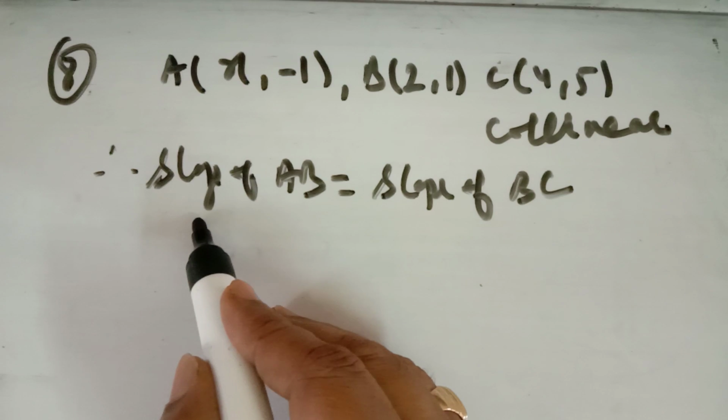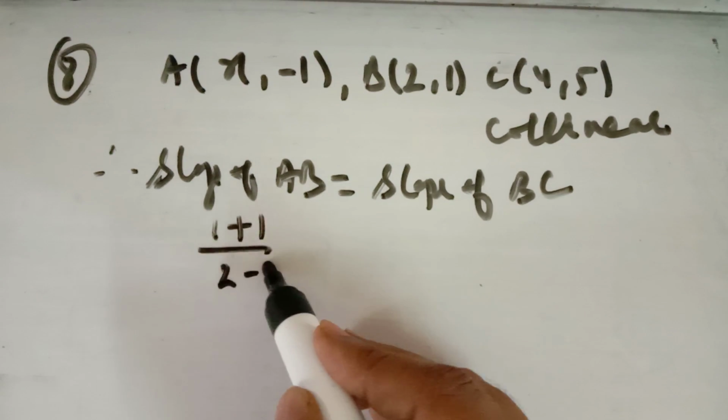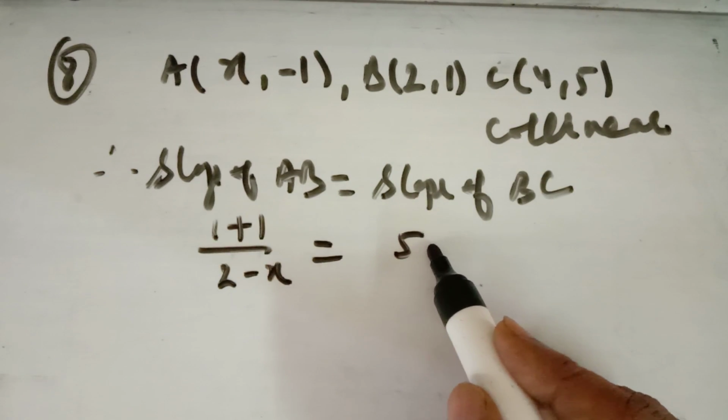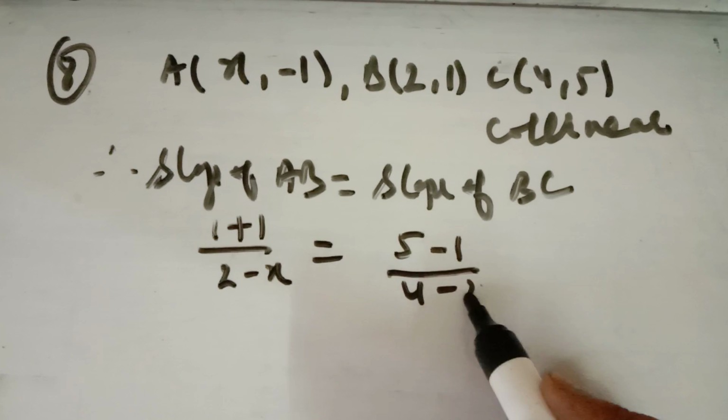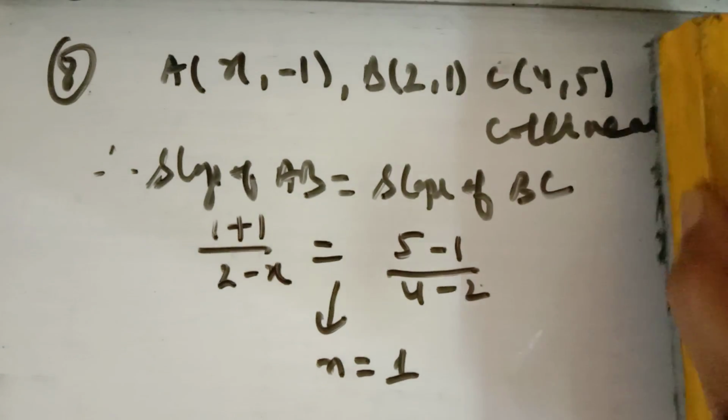The slope of AB will be (y2 minus y1) upon (x2 minus x1), which is equal to the slope of BC, (y2 minus y1) upon (x2 minus x1). When you solve it, cross multiplying, you will get the value of x as 1. So this is question number 8. An easy method when the points are collinear is to use the concept of the slope.